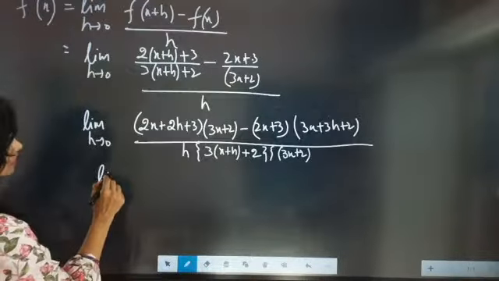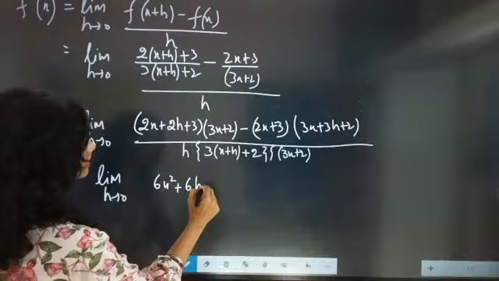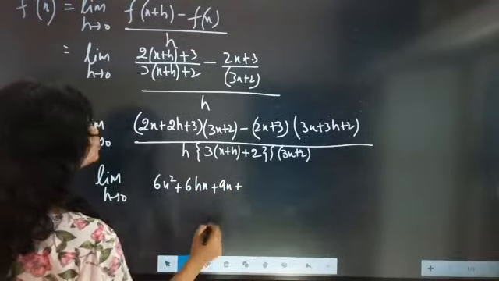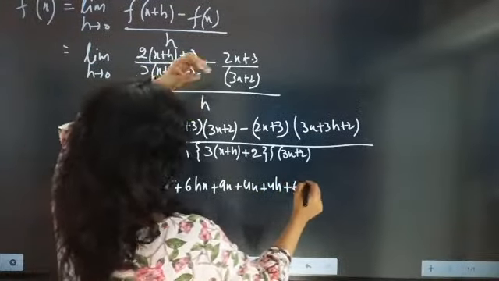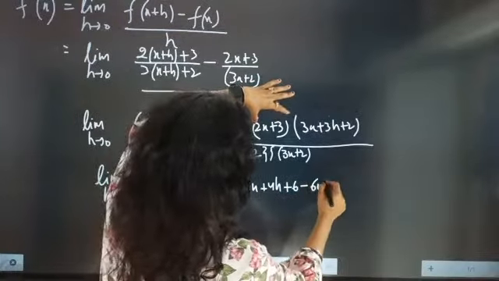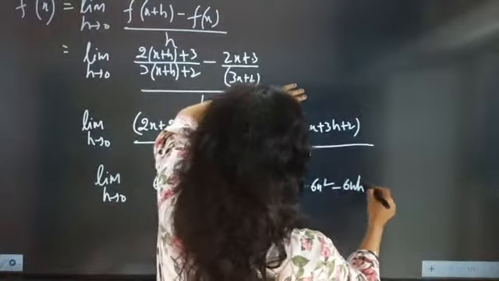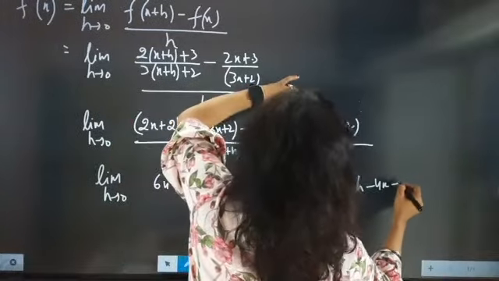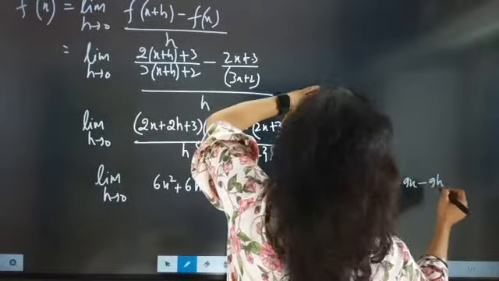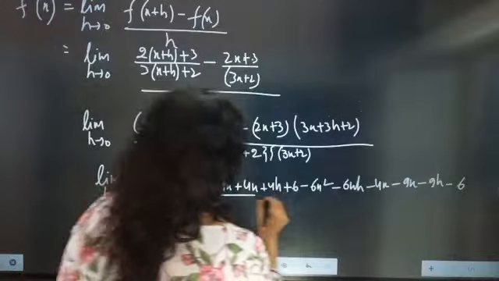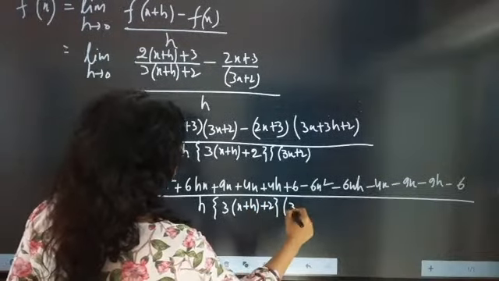So now here, limit h tends to 0: 6x square plus 6xh plus 9x plus 4x plus 4h plus 6, then everything will become minus: minus 6x square, minus 6xh, minus 4x, minus 9x, minus 9h, and then minus 6, divided by h times (3x plus h plus 2) into (3x plus 2).